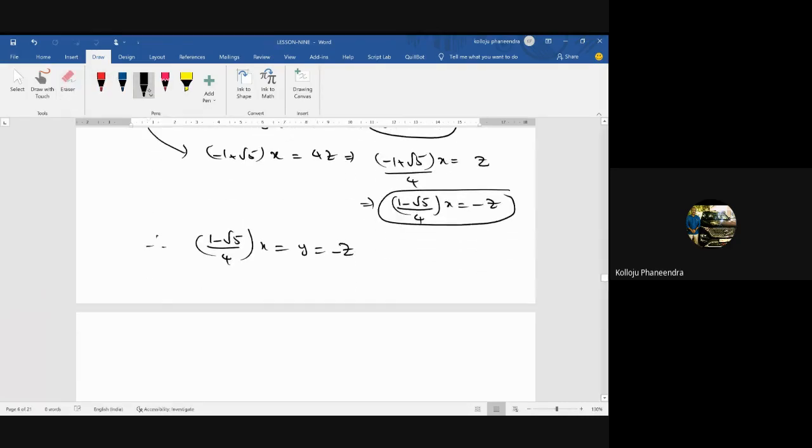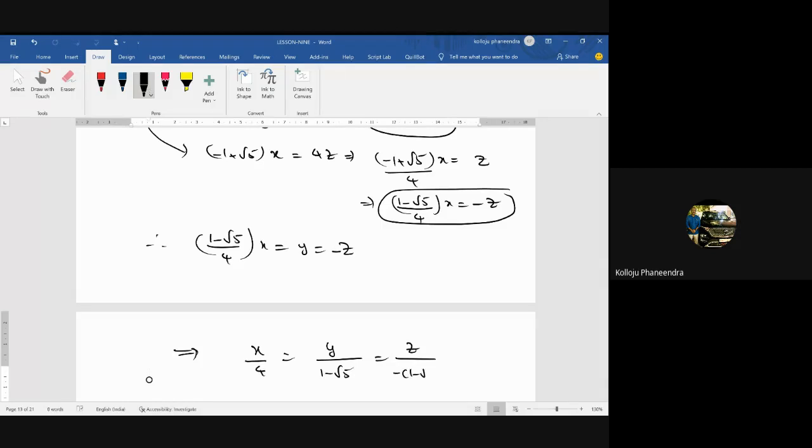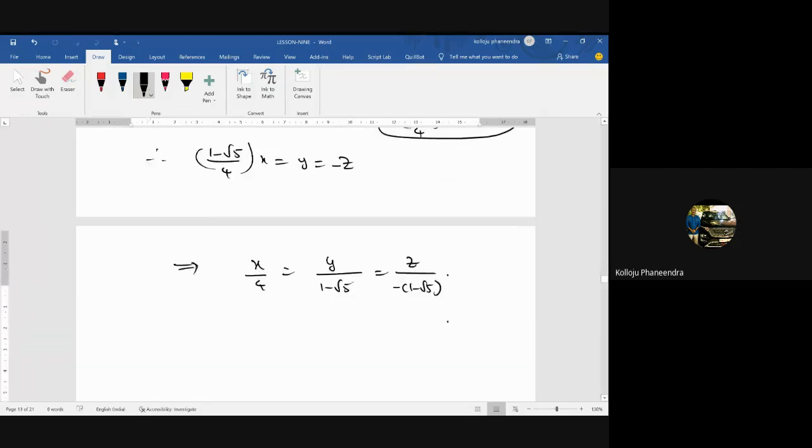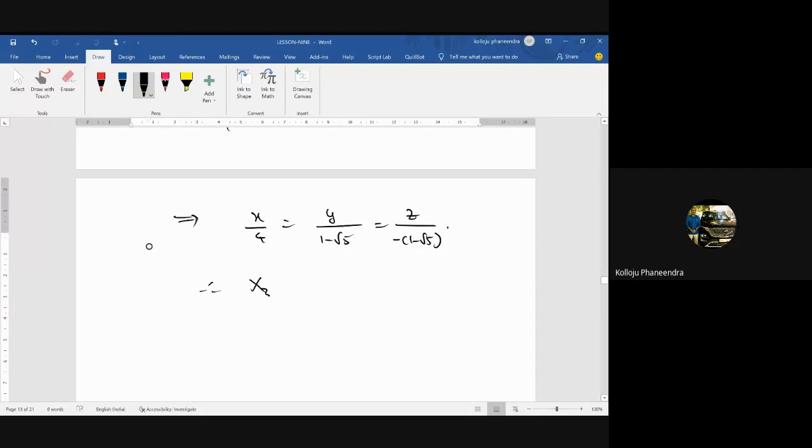Therefore, this implies x by 4, y by 1 minus root 5, z by minus of 1 minus root 5. So the third eigenvector is 4, 1 minus root 5, minus of 1 minus root 5.